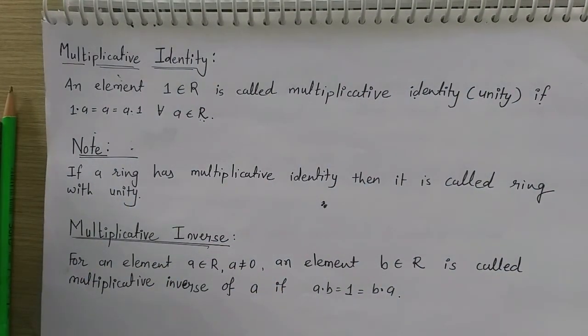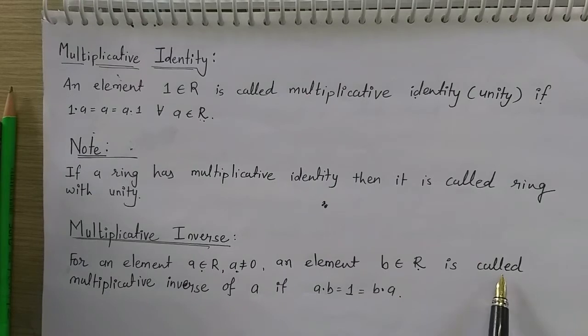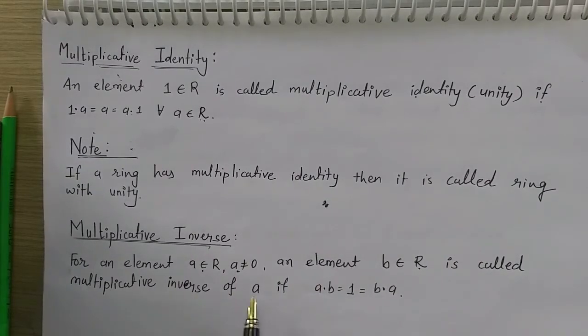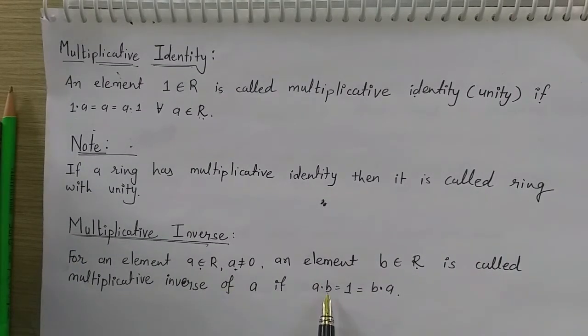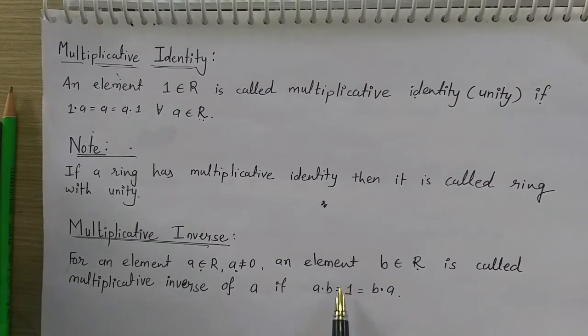Okay. Now what is the multiplicative inverse for an element a belongs to R where a is non-zero? The multiplicative inverse only exists for non-zero elements. So for an element a belongs to R where a does not equal 0, an element b belongs to R is called the multiplicative inverse of a if a dot b is equal to 1 is equal to b dot a. Here what is 1? 1 is the unity or multiplicative identity.